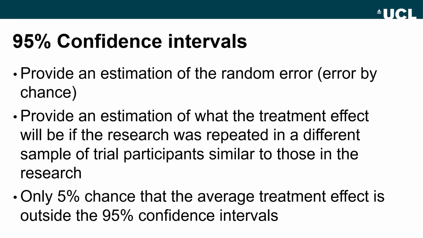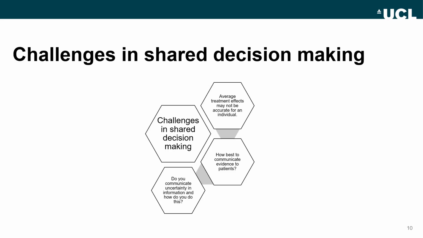To summarize, the average treatment effects may not be accurate for the individual patient. There is uncertainty about how best to communicate evidence to patients, particularly whether one should communicate uncertainty in information to patients and how this should be done.